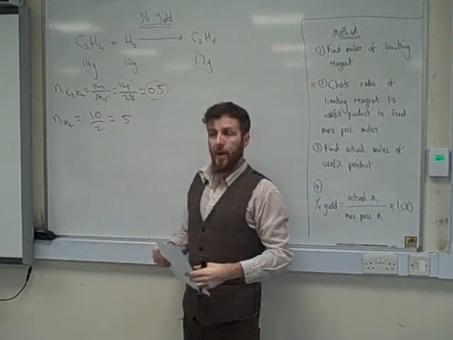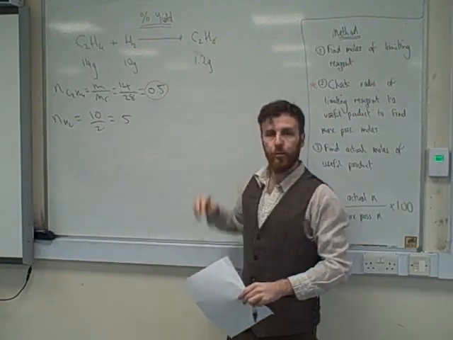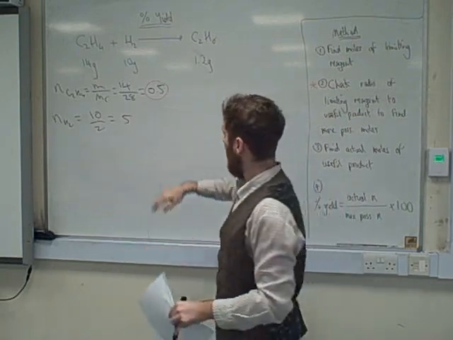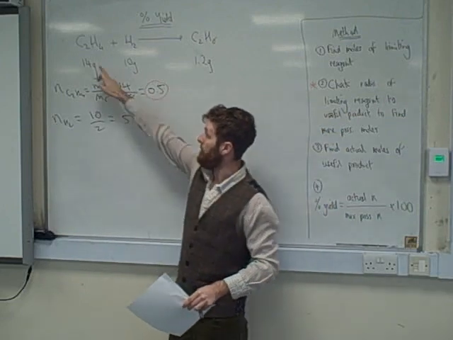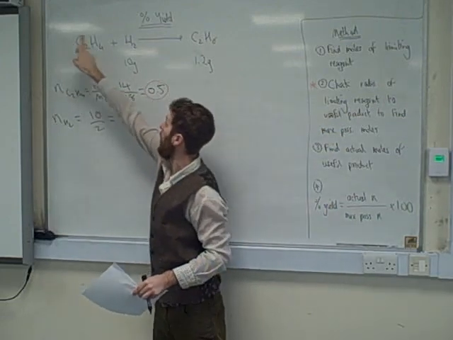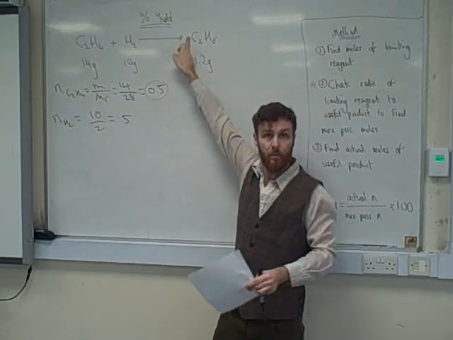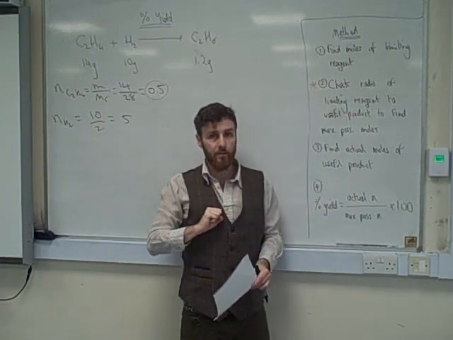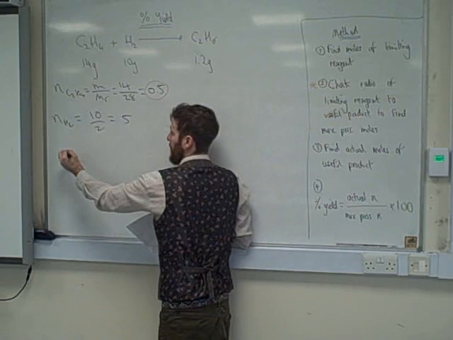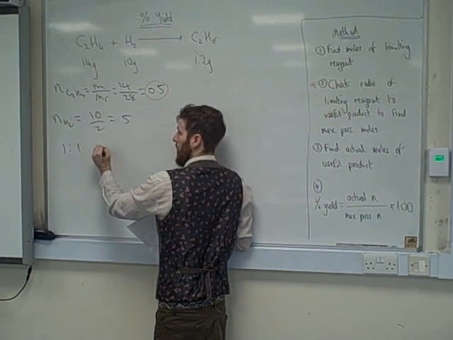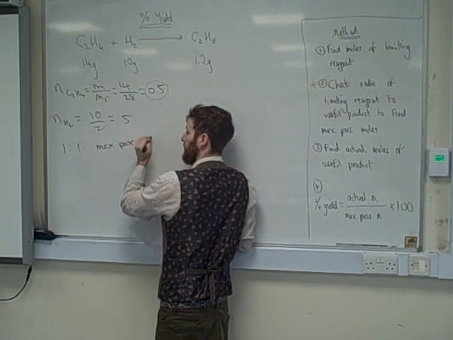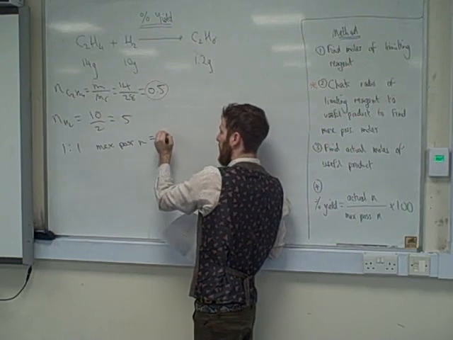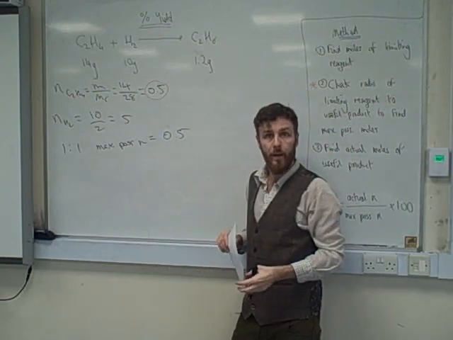So what we're trying to figure out is what mass of product should we expect to get if everything went perfectly. Now, if we started with 0.5 moles of this, and it is a 1-to-1 ratio, we should expect to get 0.5 moles of product. And that's what that step there is. So step 2 is a 1-to-1 ratio. So our maximum possible moles of product, if everything went perfectly, should be 0.5 times 1, which is 0.5.